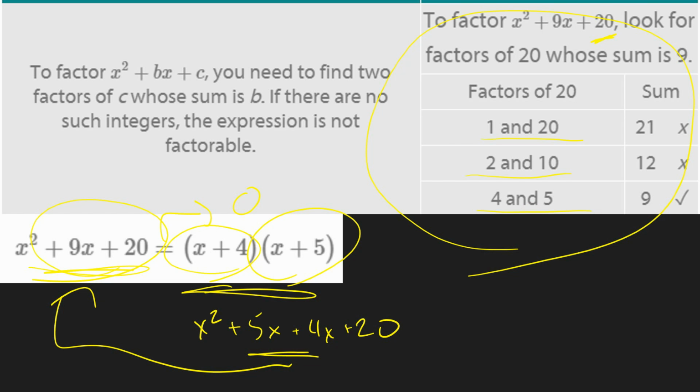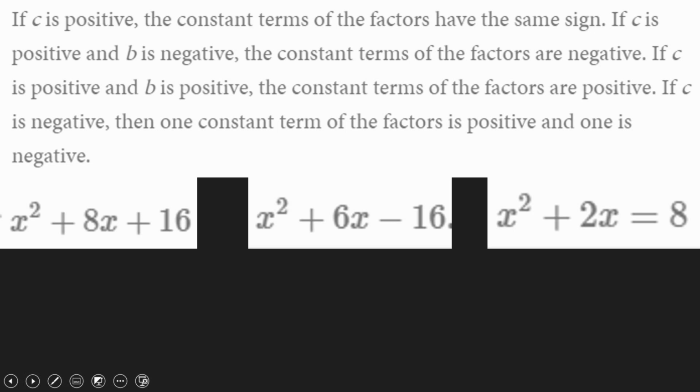Then you ask yourself, out of those ones, which ones add up to 9? 20 times 1 is 20, but when you add them together, you get 21, not 9. That's not the answer. These add up to 12, so that can't be the answer. So the only ones that multiply to 20 and add up to 9 are the 4 and the 5. And in general, that's what you can do on any problem. You can write out the factors and then see if they add up correctly.